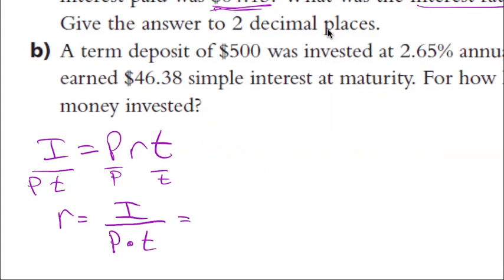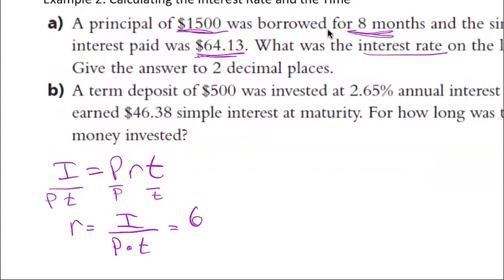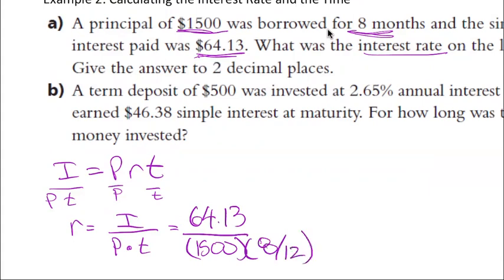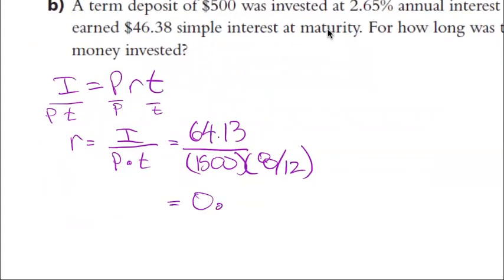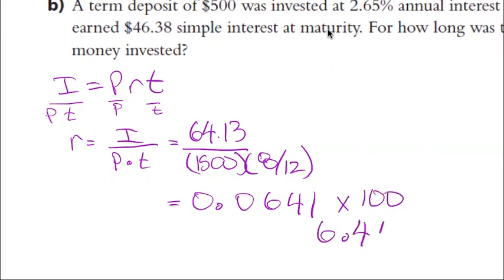I know my interest from the question was $64.13. I know that my principal was $1,500. And I know that my time was 8 months. Dividing that by 12 to get my years, 8 over 12. Punch that into your handy dandy calculator. You get 0.0641. Remember, that's the decimal. To get the percentage, I multiply that by 100, 6.41%.